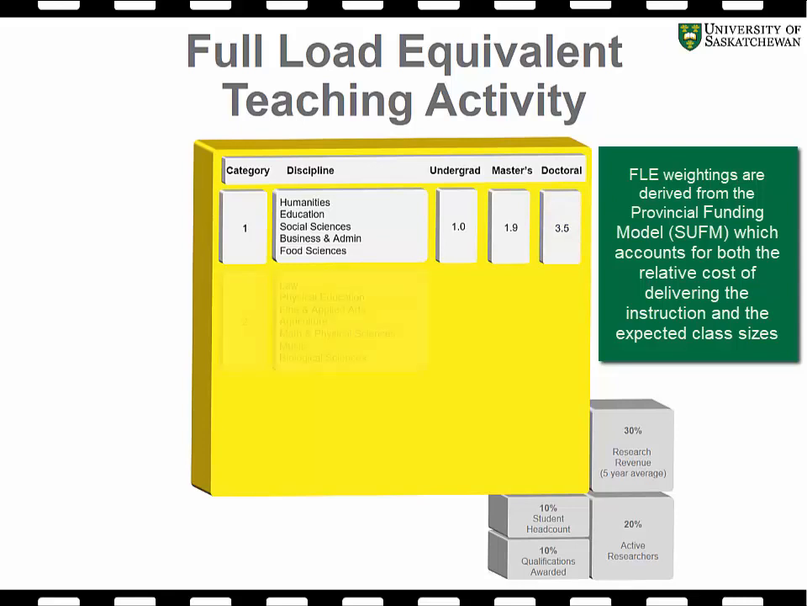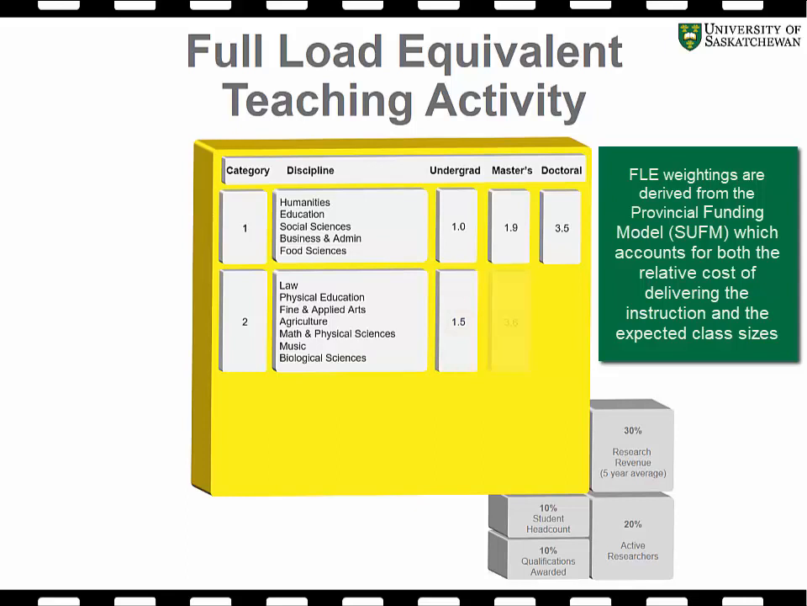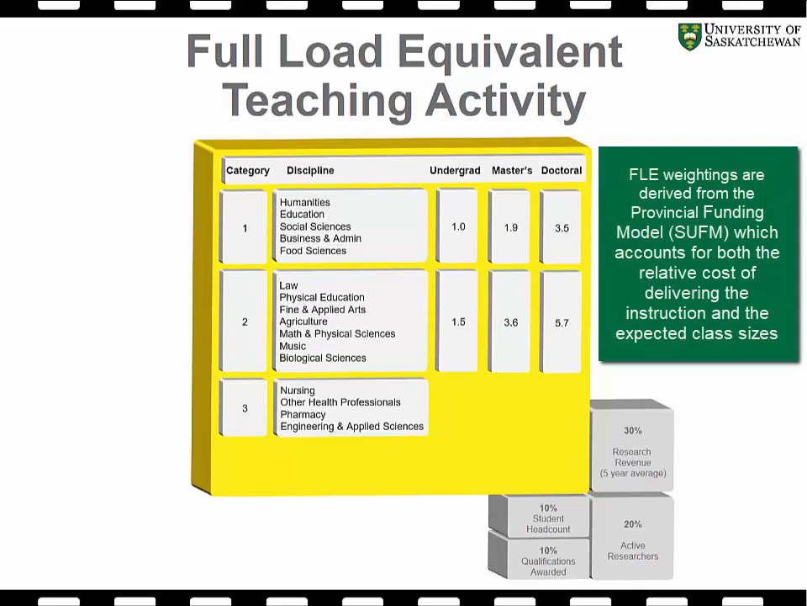Classes or programs in the areas of law, physical education, fine and applied arts, agriculture, math and physical sciences, music, and biological sciences are assigned to Category 2, which has a weighting for undergraduate students of 1.5, master's students of 3.6, and doctoral students of 5.7. Classes or programs in the areas of nursing, other health professionals, pharmacy, and engineering and applied sciences are assigned to Category 3, which has a weighting for undergraduate students of 2.5, master's students of 4.2, and doctoral students of 7.2.